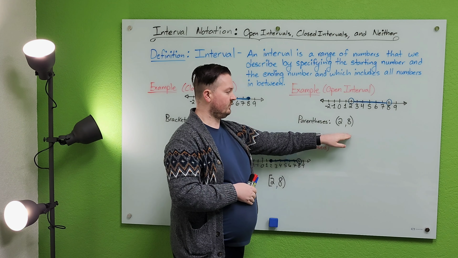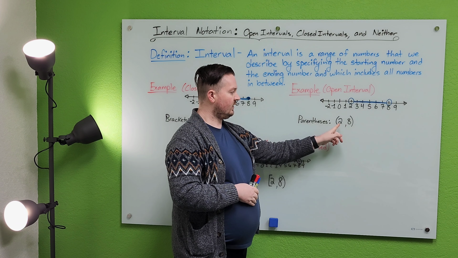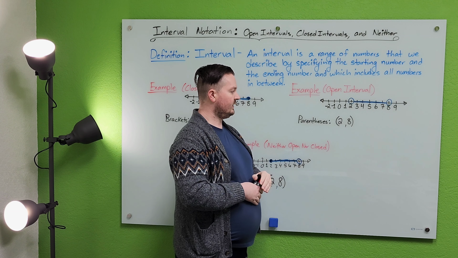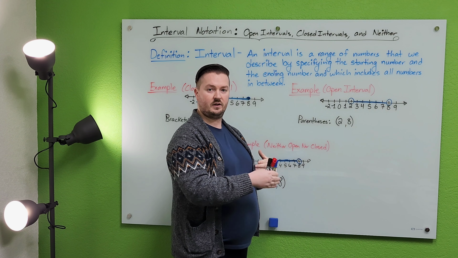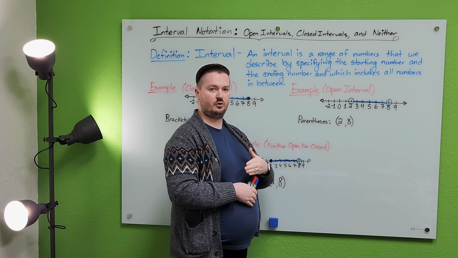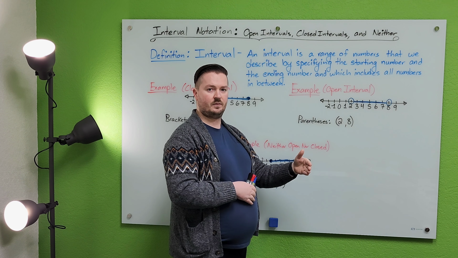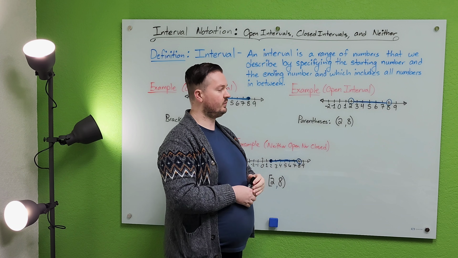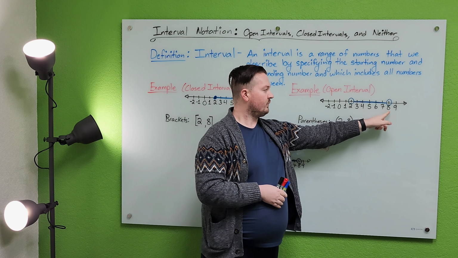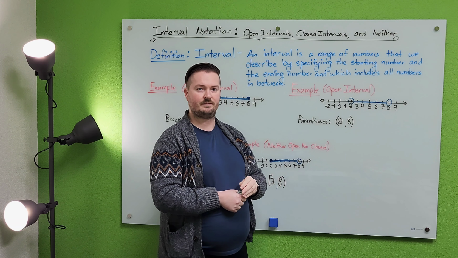And this is an open interval, where we are starting at the number 2, we are ending at the number 8, and in our group we include every number between 2 and 8, but we are not including 2 or 8. Those ends are not part of our actual group. As you can see here, these two are left out, but everything in between is included.